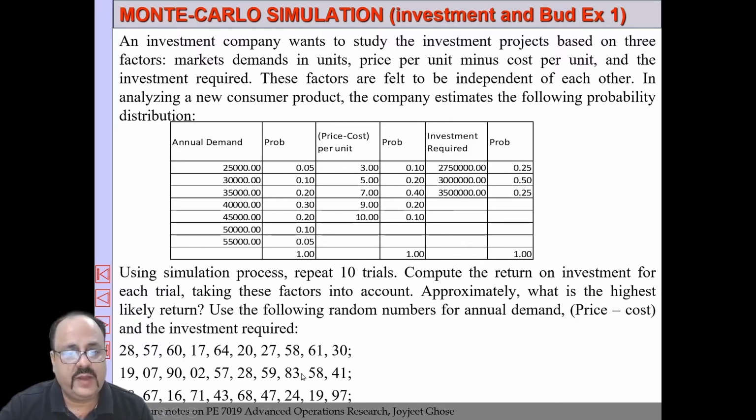For manually doing the simulation, the random numbers are given for 3 independent factors. It is given in these 3 rows. So what is the highest likely return? You have to find out what is the highest likely one, doing it manually. What we'll be doing is in Excel. So let's go to Excel.